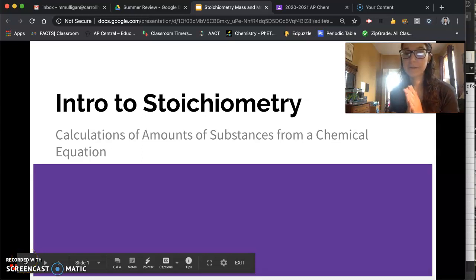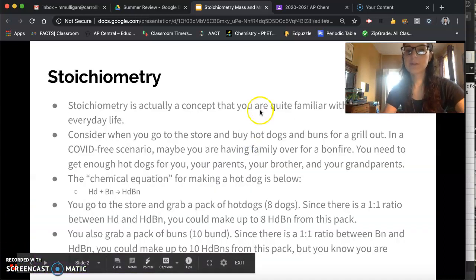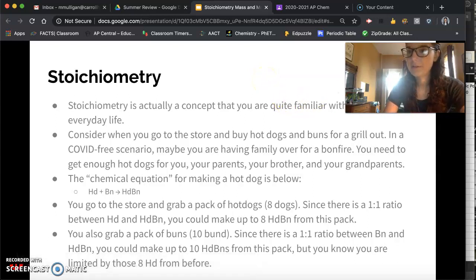This is a video reviewing stoichiometry, which is basically calculating the amount of substances given a chemical equation. Those substances could be reactants, they could be products. The unit could be in moles, molecules, mass, really anything. Stoichiometry is something that you are actually familiar with, even if you don't really realize it.